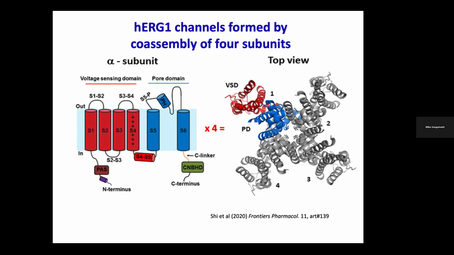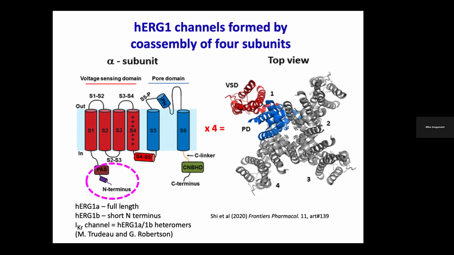S6 lines the inner cavity, and that's the selectivity filter, the little thing here. It's the carbonyl oxygens from the amino acids in that position that allow dehydrated potassium ions to bind in different positions within the selectivity filter and then go out. And that's why these kinds of channels are potassium selective. The dehydrated radius of sodium is a little bit different from potassium, so it doesn't go through as well.